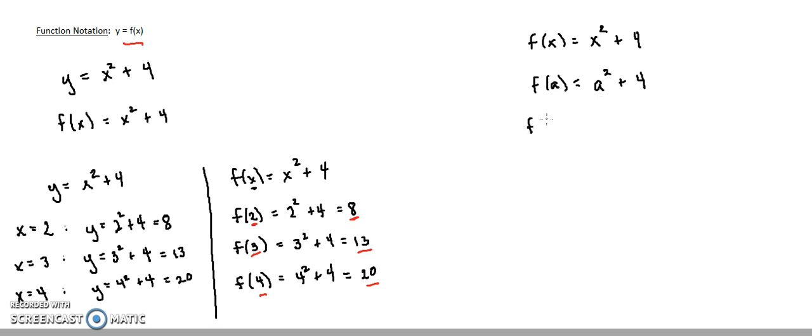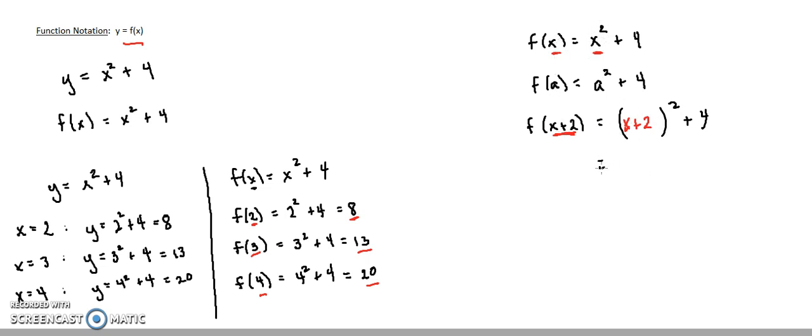We could also do something like f of x plus 2. Now this one seems a little strange because we're trading x for something with an x. So it seems a little weird, but just remember, whatever was here is going to become whatever is here. So x is going to become x plus 2. This is a substitution. Okay, you see that? So x squared becomes x plus 2 squared. X becomes x plus 2.